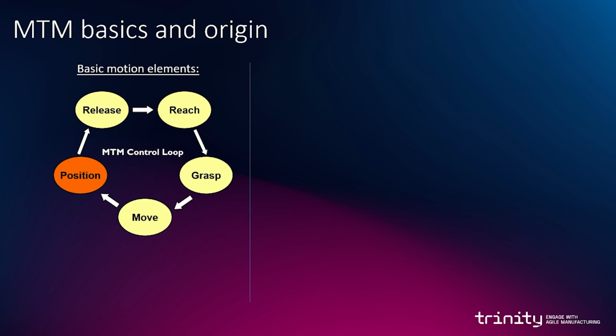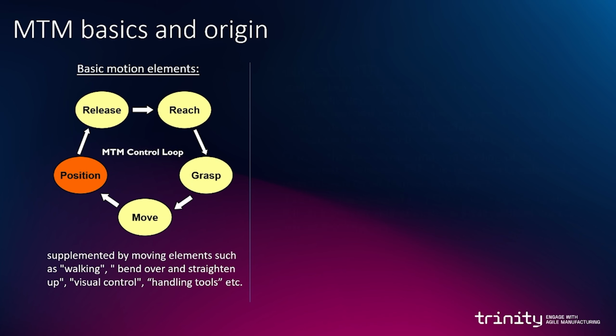Here the picture on the left shows the MTM control loop, which contains the 5 basic movements of MTM. The first one is reach to a part or to a tool, for example. The second one is grasp this part or tool, then move back. The next one is positioning, for example, a part in a jig or a fixture or whatever, and release the hand. These basic motion elements are supplemented by additional elements like walking, bend over, straighten up, visual control, handling tools, and so on.